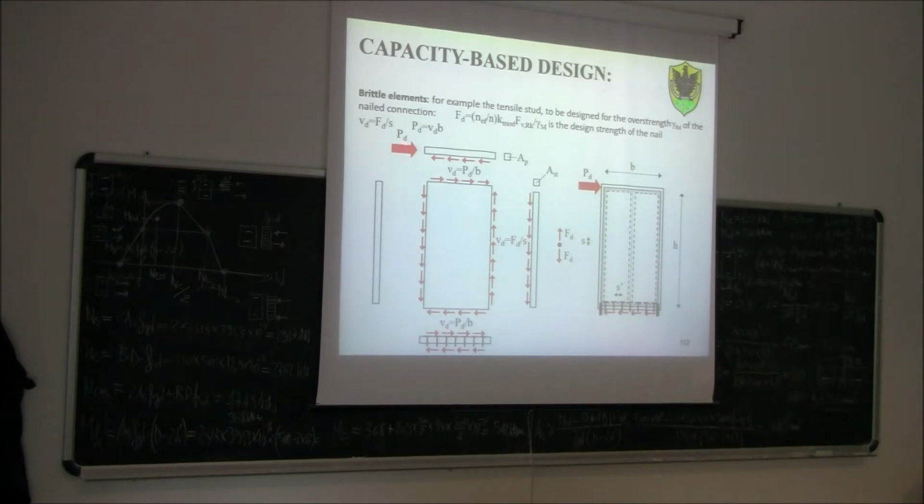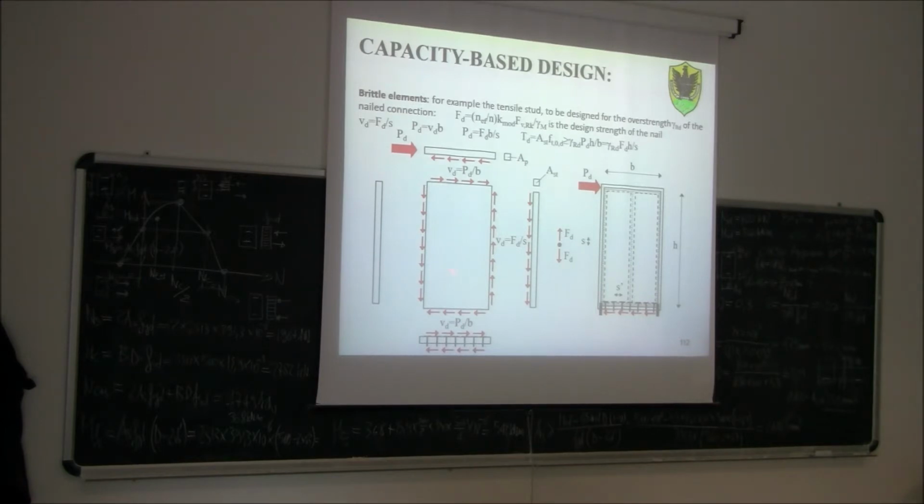Okay? So for example, PD here will be VD times B. So PD is also given by Fd directly. So if I know the strength of the nail, the actual horizontal force that will induce this shear force in the nail will be Fd times B divided by S, the spacing.